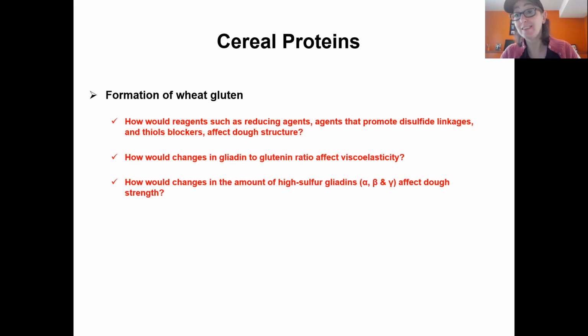Or you can add an oxidizing agent if you want to increase the strength of the gluten, and you have probably a higher gliadin to glutenin ratio. So in order to counter that, you can add ascorbic acid, for example. So you can enhance the elastic properties of the dough. That brings me to the gliadin to glutenin ratio, which we talked about. The higher the gliadin to glutenin ratio, you have more extensibility and less elasticity, and the opposite is true.